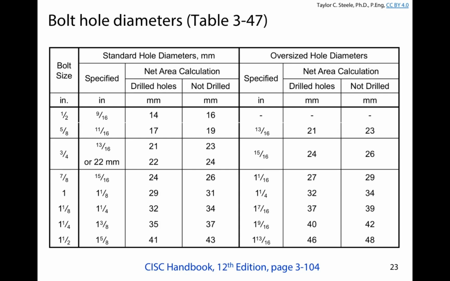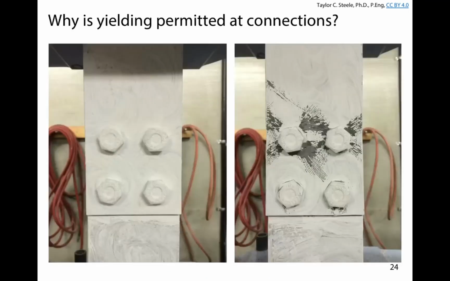If you're using a 3/4 inch bolt or a 5/8 inch bolt, let's look at 5/8 inch. If you have a 5/8 inch bolt, if you have drilled holes, you're going to take away 17 millimeters. If the holes are punched, you're going to take away 19 millimeters. So you can just use this table. You don't even have to calculate anything. They've made it as simple as they possibly could make it for us in doing these kinds of calculations.